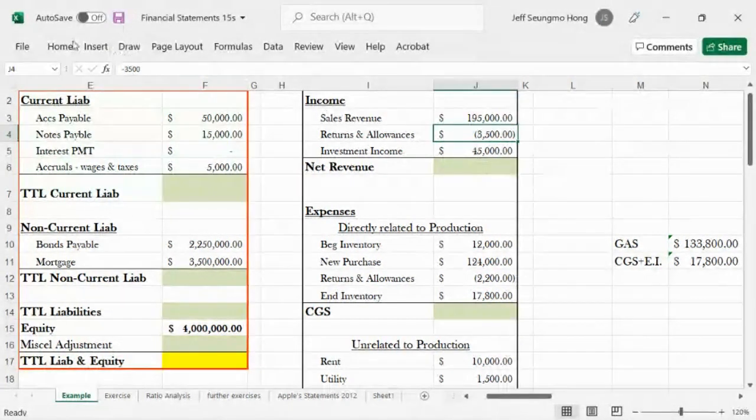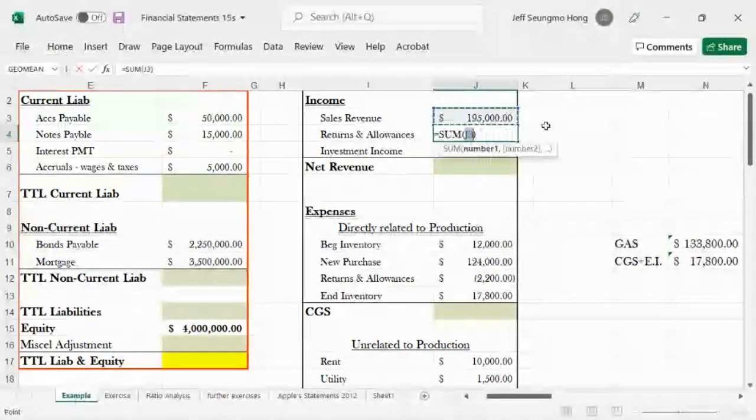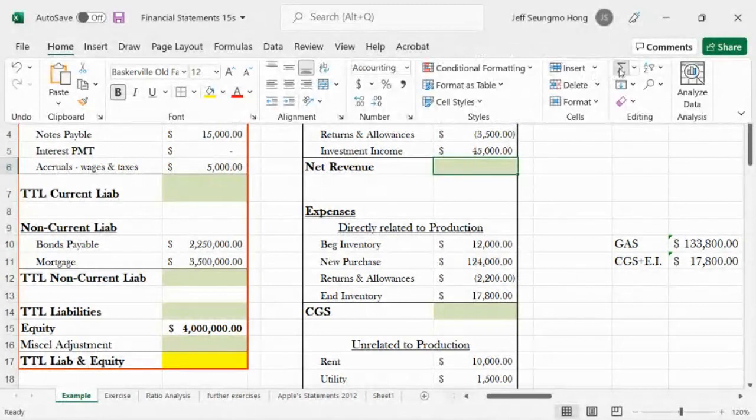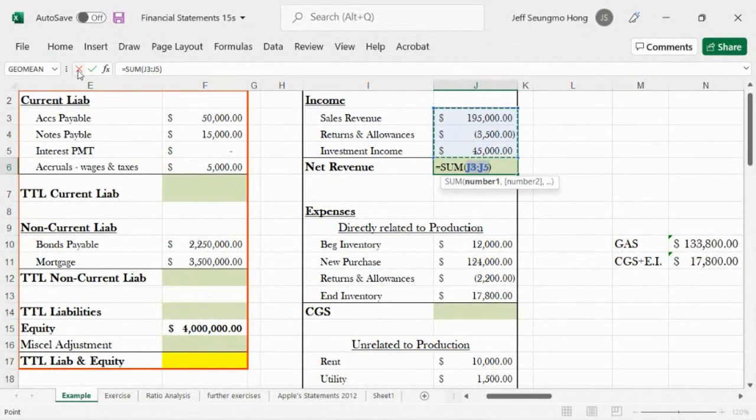I can just add them up using auto sum. Using auto sum here, you select this, and you just hit enter. It's summing everything above it. So it's automatically subtracting because this is negative.